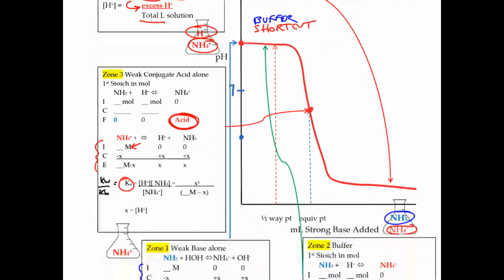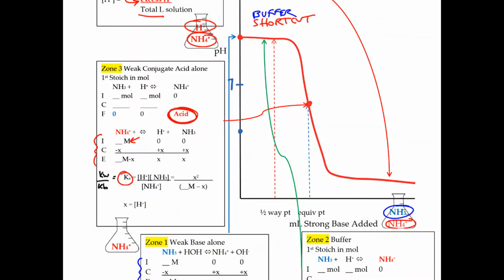And I believe I forgot to emphasize here at the equivalence point that you have only the weak acid in the flask, and that's why you have to do ICE and Ka.